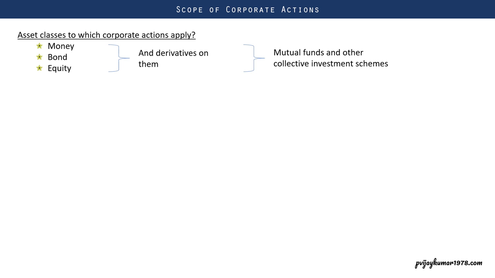The scope of corporate actions is very wide. There are five asset classes: money, bond, equity, foreign exchange, and commodities. Corporate actions apply only to three of them: money, bond, and equity markets. Corporate actions also apply to the derivatives which are based on these asset classes. They also apply to mutual funds and other collective investment schemes which are based on them.